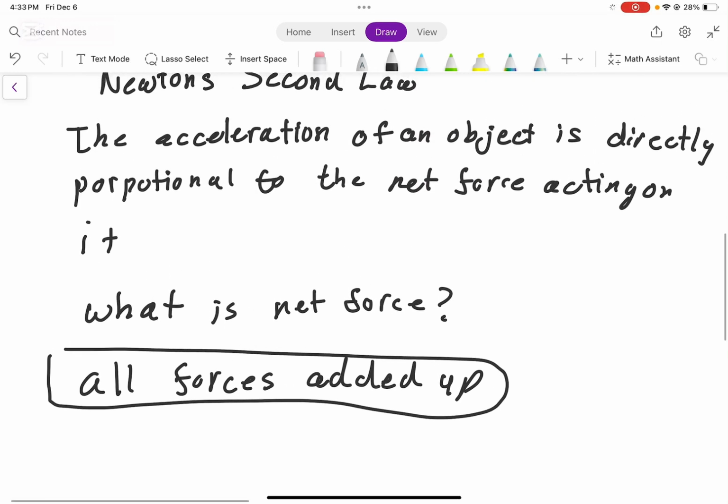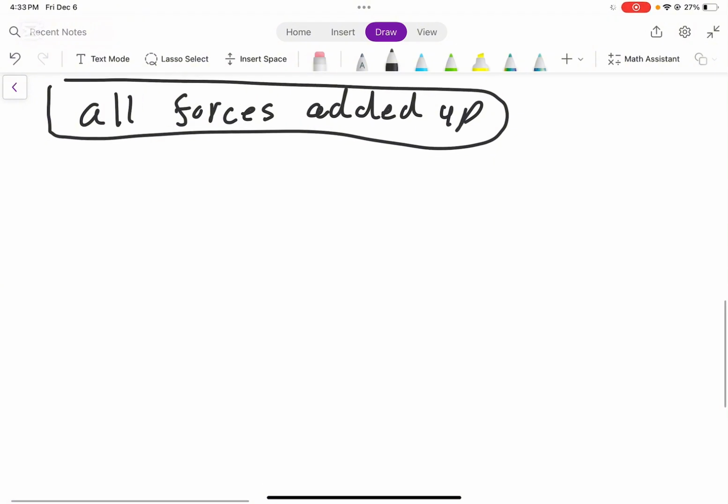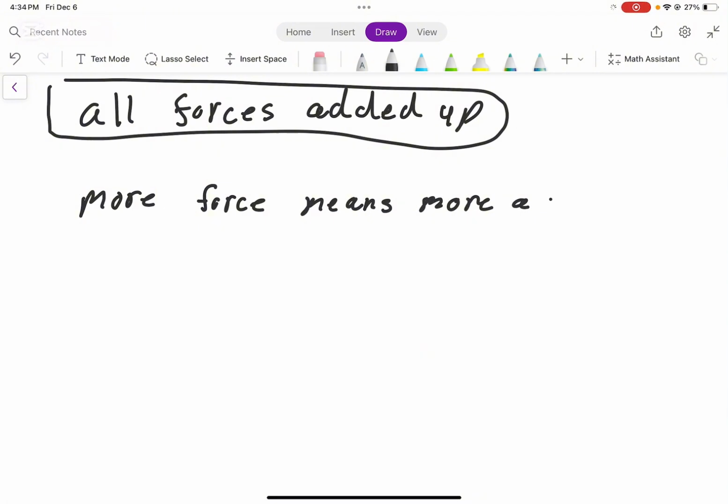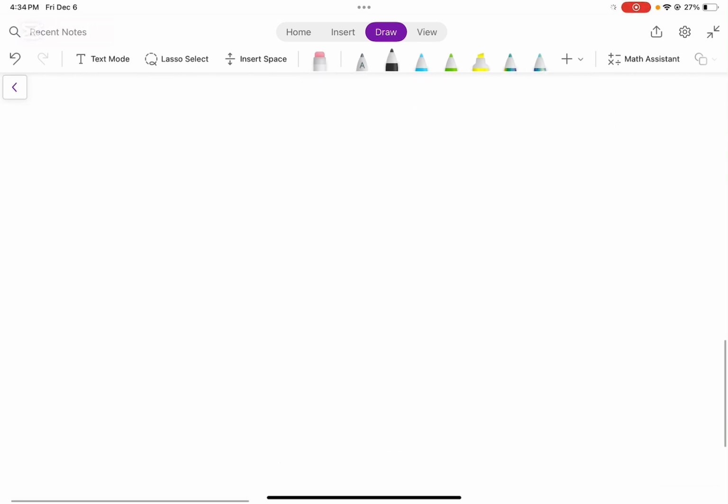And when Newton stated the acceleration of an object is directly proportional to the net force acting on an object, he means that the acceleration goes with the net force. So some key points to remember are acceleration increases with more force. So more force means more acceleration, and vice versa. It's going to decrease with less force.